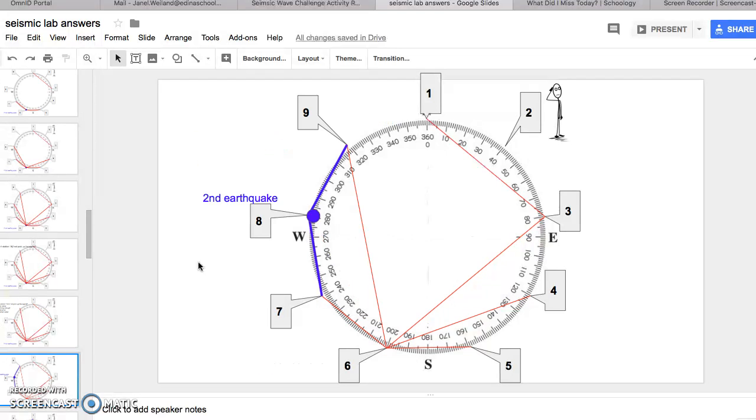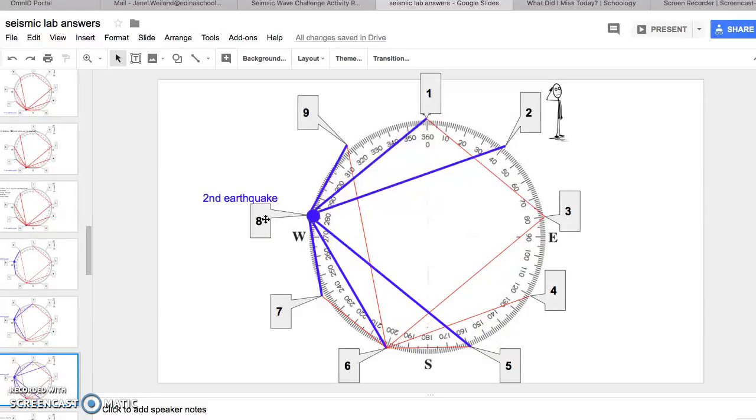Then we pretended a second earthquake occurred over here at Station 8, and you were prompted to draw your secondary seismic waves, which you did. Then you were again prompted to think about why stations 3 and 4 don't receive the seismic waves. Much of your answers were the same as with the previous earthquake, which is perfectly acceptable again at this point to have.